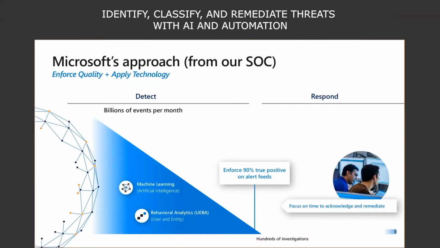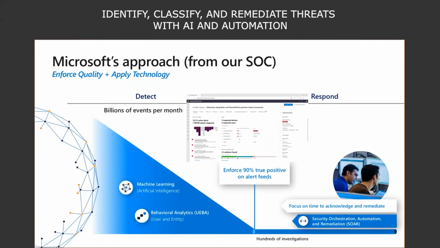In doing so, our SOC has enabled over 90% true positives on alert feeds, which is a very high percentage. This has allowed our team to focus on critical metrics that matter most, such as mean time to acknowledge and mean time to remediate. These are key metrics that our SOC team has deployed, and we have seen significant enhancement to these metrics as we deploy our solution across.